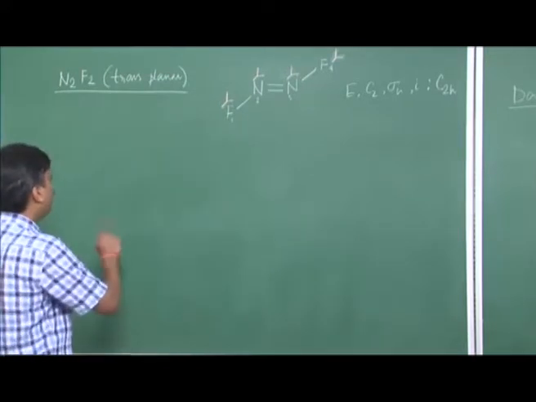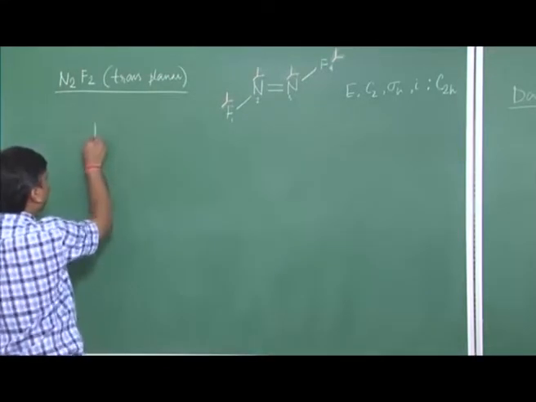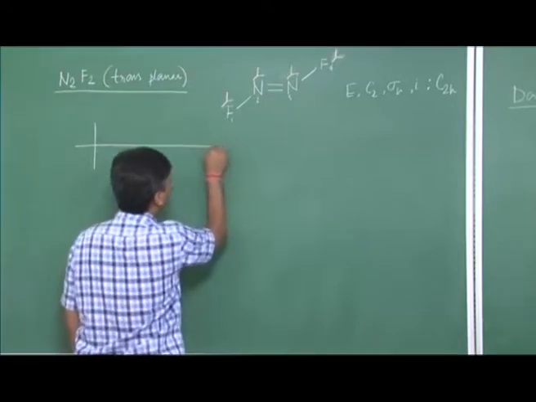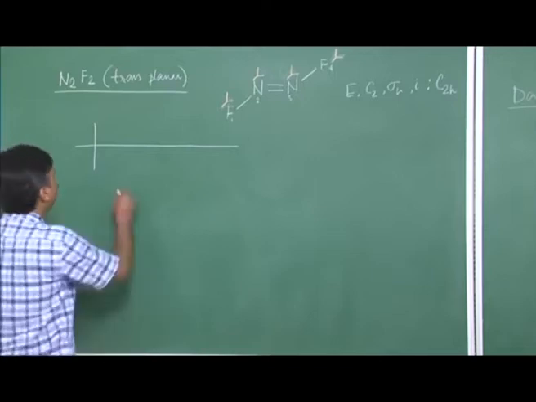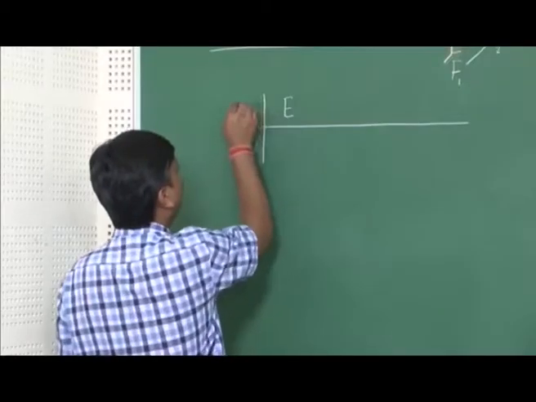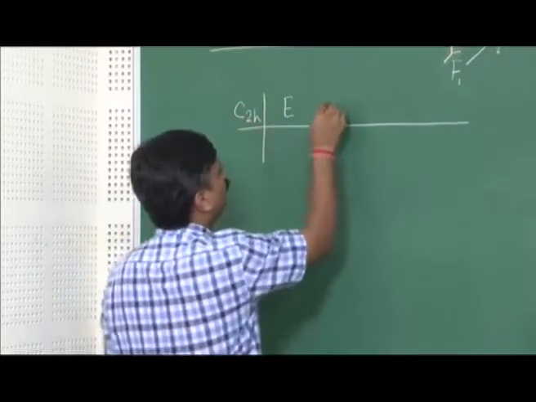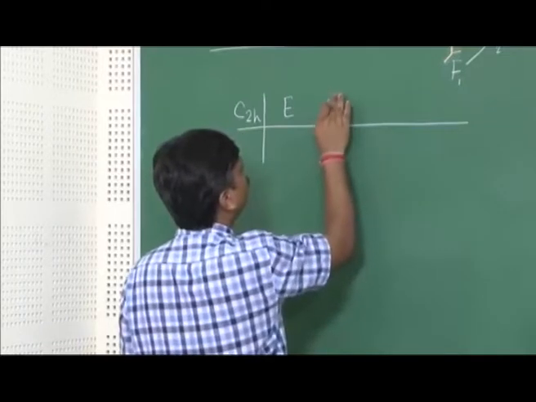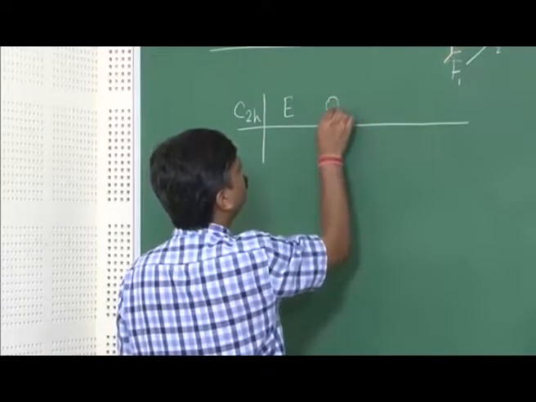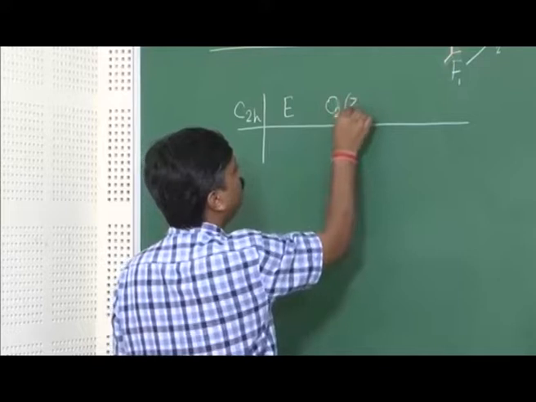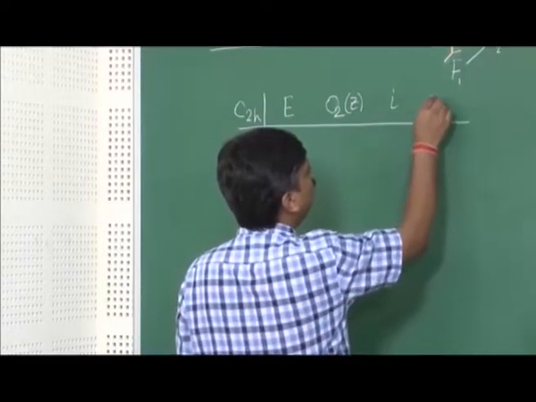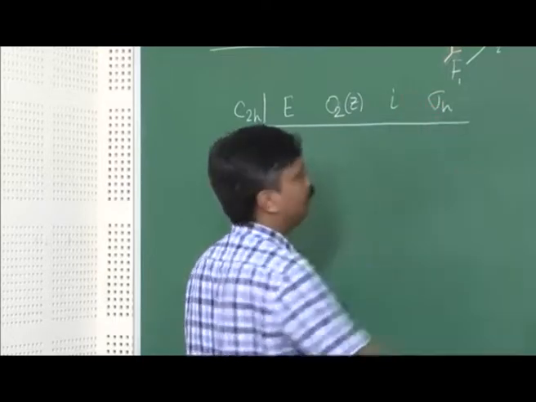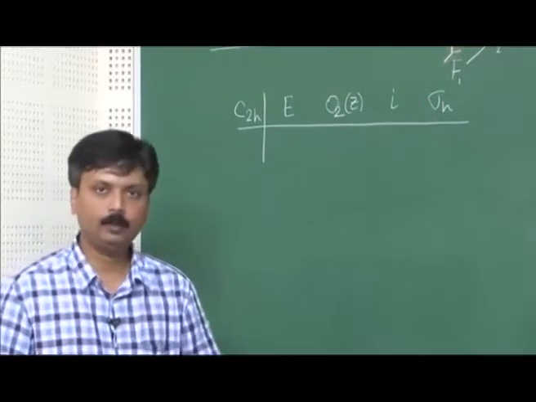So I have to form a representation for this particular molecule using the 3n Cartesian coordinates. So I have E, I have C2, which I will specify as C2z, then I have the inversion symmetry, and then I have sigma h, right.